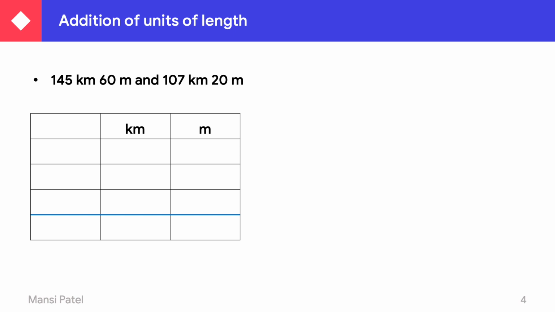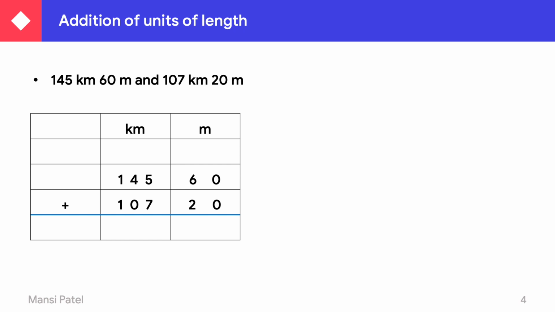Below this heading you have to write down the numbers. The number written before kilometer is considered as kilometer, and the number written before meter is considered as meter. So our first is 145 kilometer and 60 meter. We have to do the addition, so we put plus, then again how many kilometers are there? 107 kilometer and 20 meter.